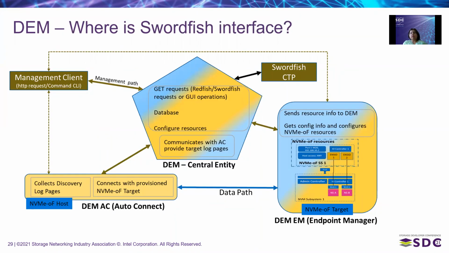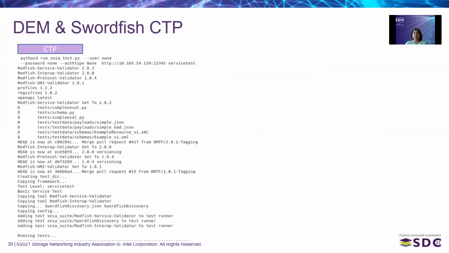So where in the DEM do we have a Swordfish interface? The blue shaded areas can be places for handling the Swordfish interface. We want it towards the management client because we want to be able to cater to Swordfish requests. And it could be towards the Endpoint Manager interface as well, because we want the Endpoint Manager to be able to cater to Swordfish requests. And like I said before, there shall be this agent interpreter for Swordfish to NVMe and vice versa.